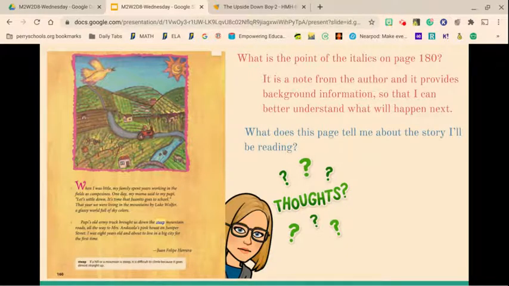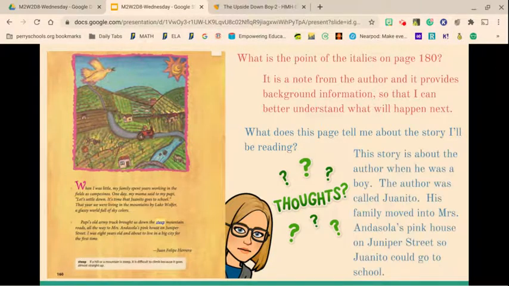So I'm asking myself, what does this page tell me about the story I'll be reading? From this, I know that this is a story about the author when he was a boy, and the author was called Juanito. His family moved to Mrs. Andalusa's pink house on Juniper Street so that he could go to school. So I'm getting this information so that I understand better what's happening.